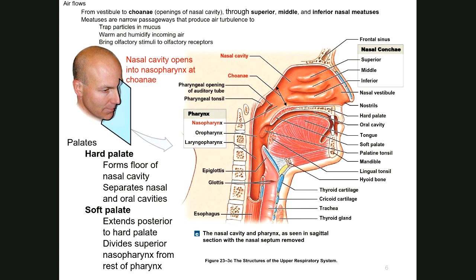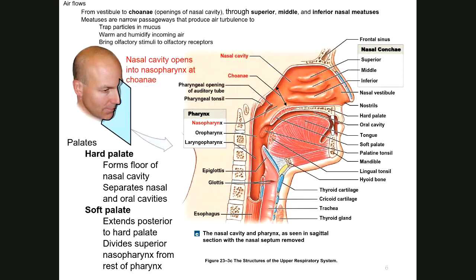And we have the superior, middle, and inferior nasal meatus, which are passageways that produce air turbulence. This traps any particles and debris in the mucus, warms and humidifies the incoming air, and also, as I said, brings the olfactory stimuli to the olfactory receptors.